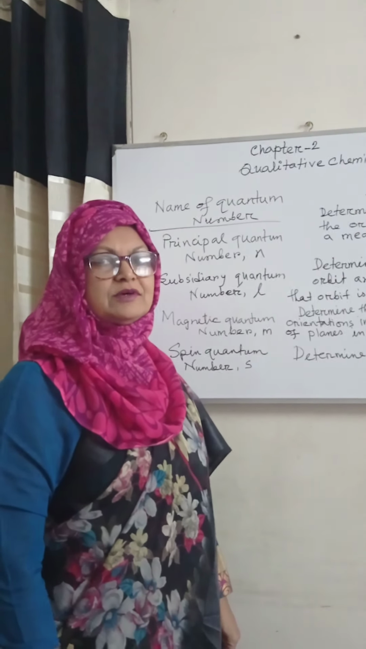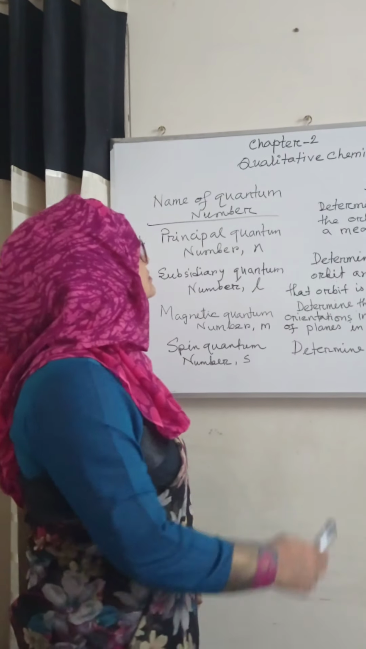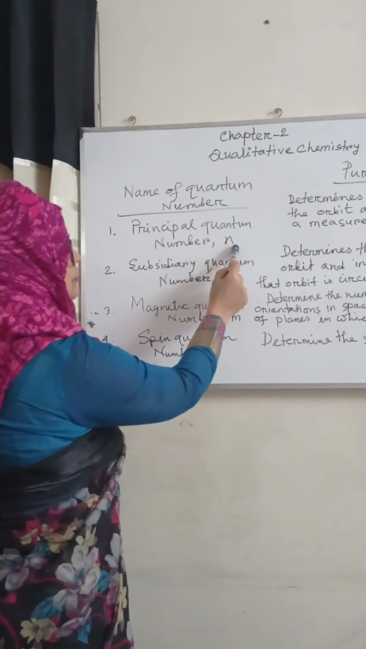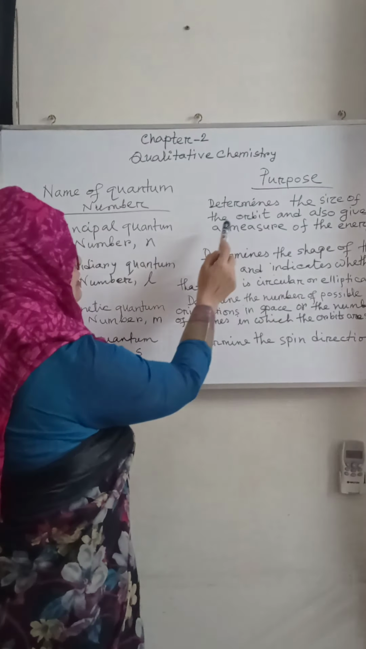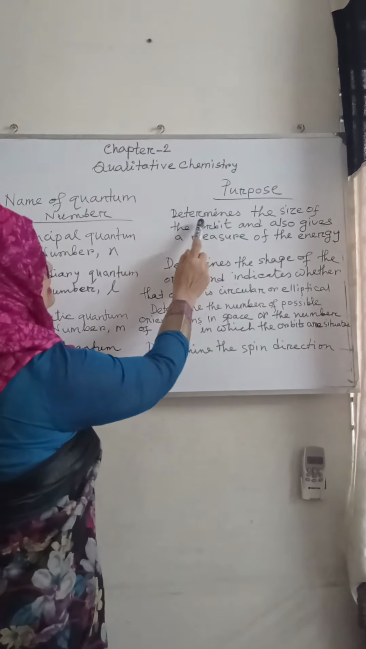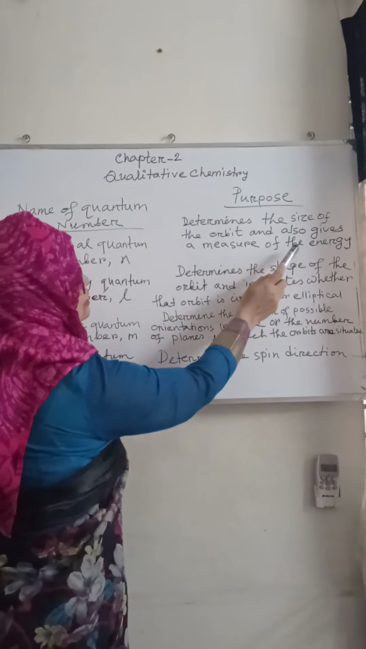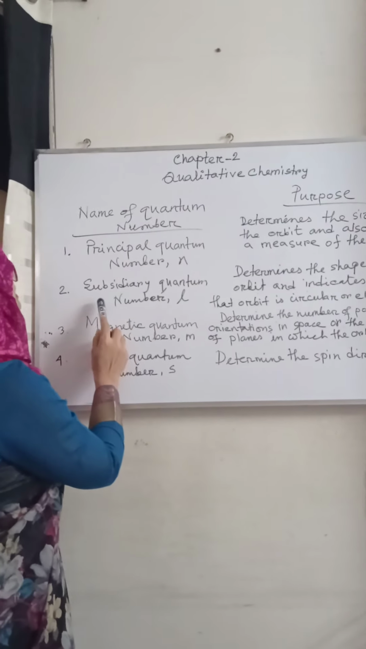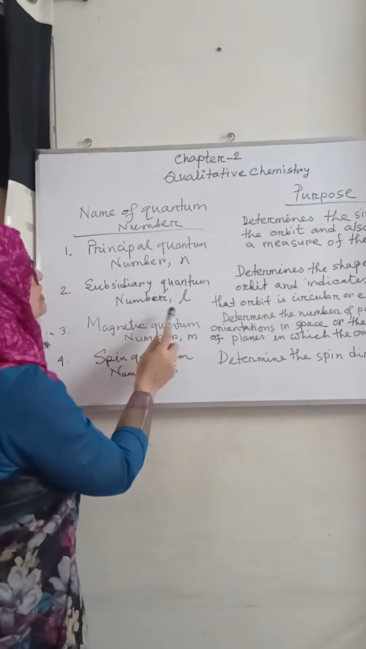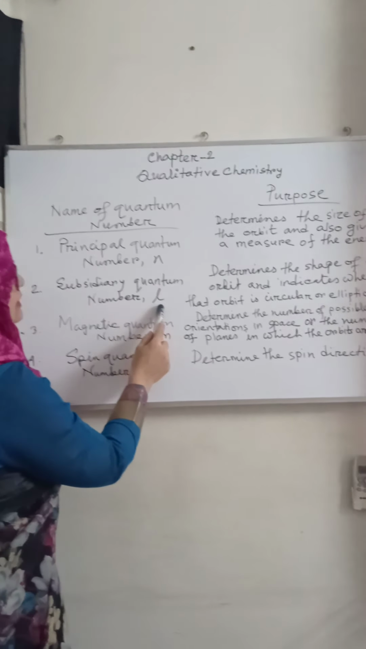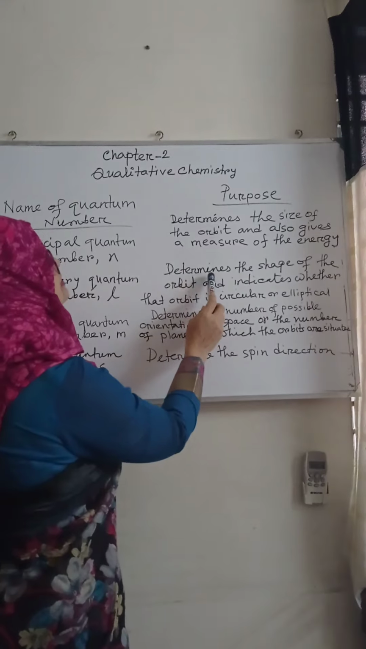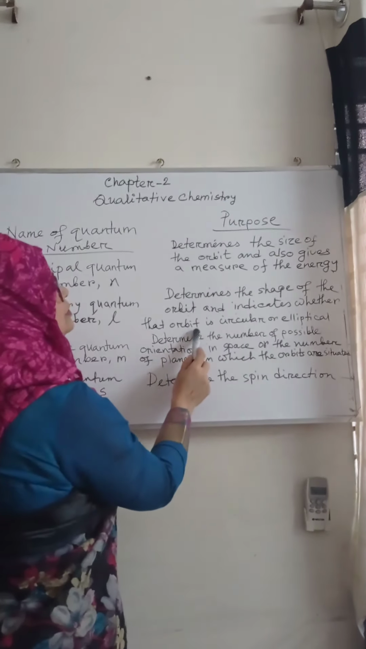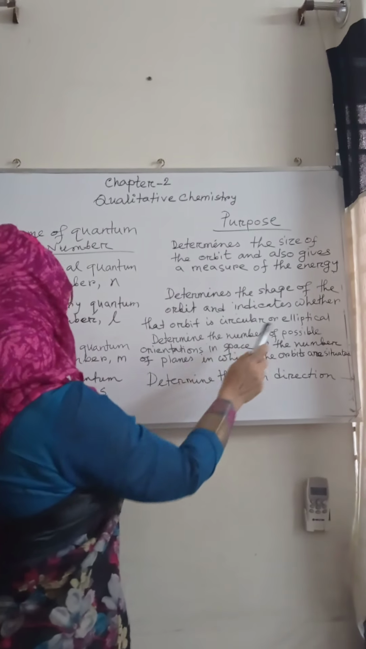Now we can summarize the 4 quantum numbers. Name of quantum number: principal quantum number, which is denoted by n, and by this we can determine the size of the orbit and also get a measure of the energy. And secondly, subsidiary quantum number, which is denoted by L, and by which we can determine the shape of the orbit and it indicates whether that orbit is circular or elliptical.